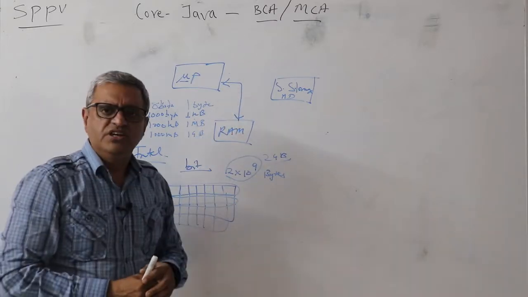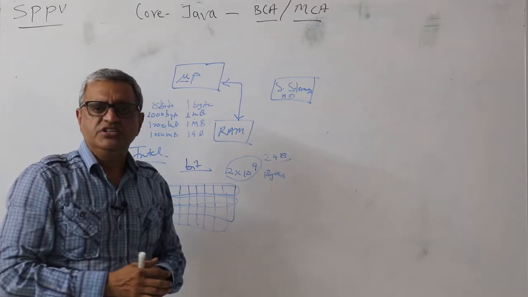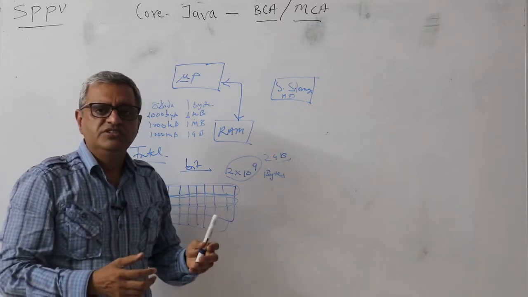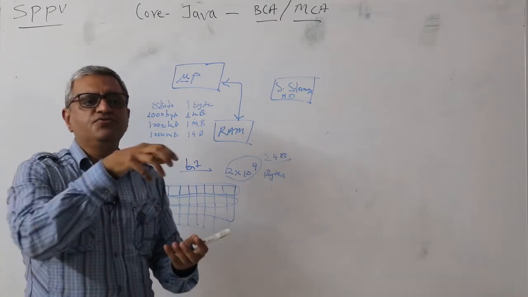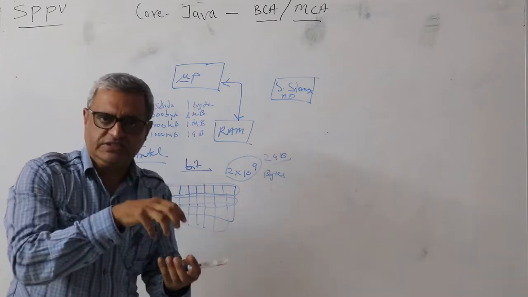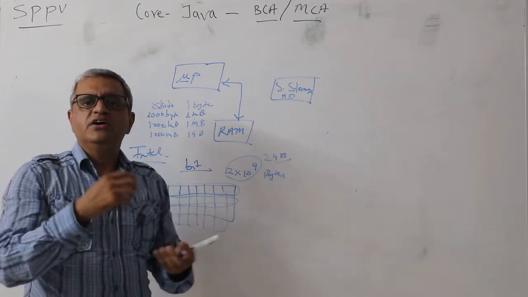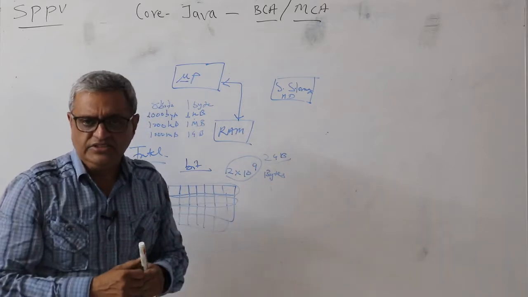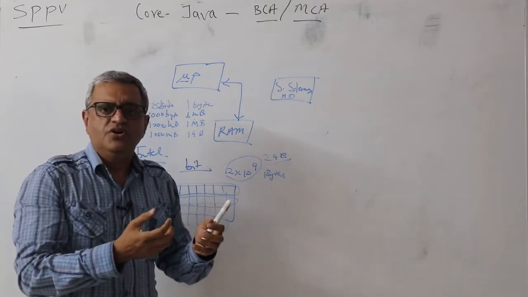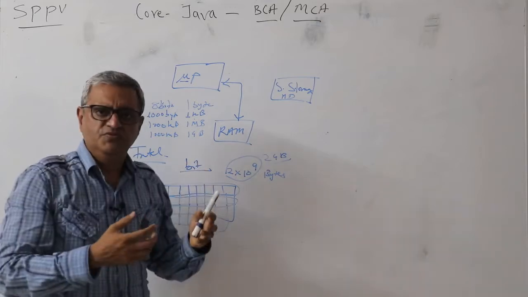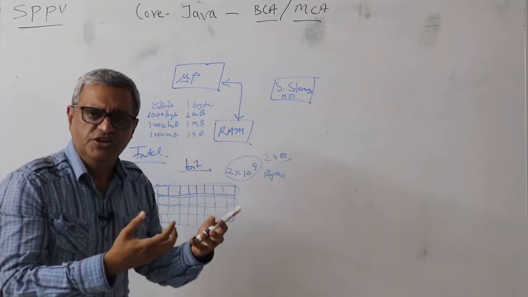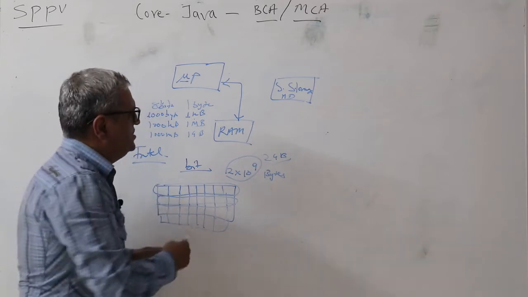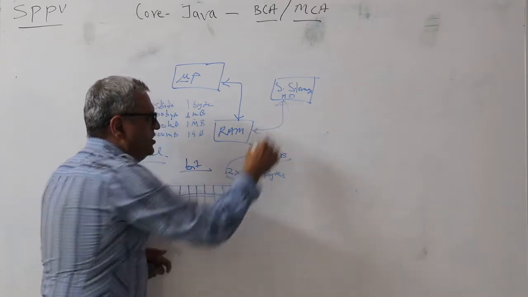So what's secondary storage? Secondary storage is basically a cylinder of disks which rotate around the spindle, and there are read and write heads. Based on the instruction to either read or write from the secondary storage, information gets passed on to RAM.